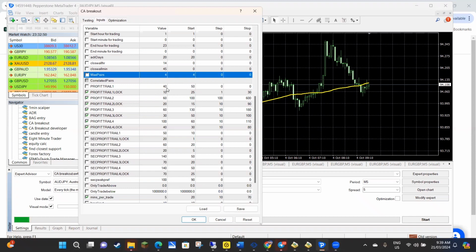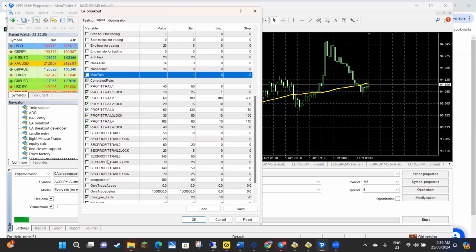And if you have 2 trades open, then it'll lock in $20 of profit when the combined profit of those two trades hits $60. And the same for if you've got 3 trades open or 4 or more trades open, we'll work off this one. So that'll be like your first profit lock for each of those.